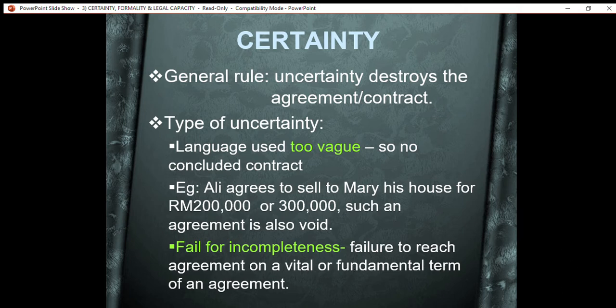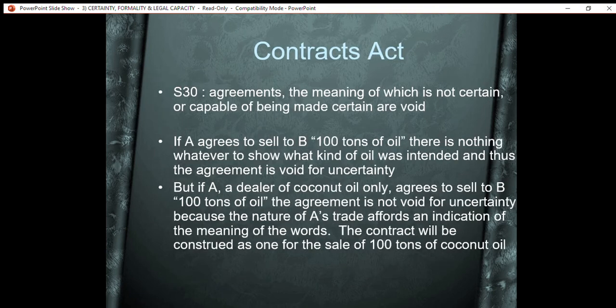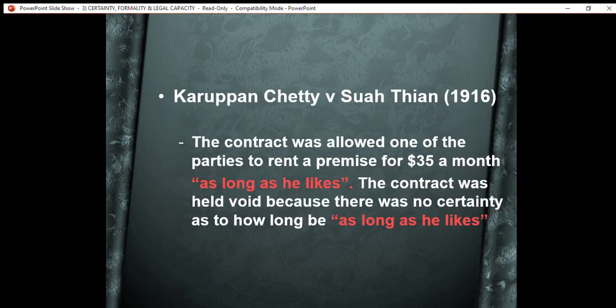For example, you may refer to the case I explain: Karuppan Chetty against Suppiah, 1916. The contract allowed one of the parties to rent a premise for $35 a month as long as he likes. These terms are considered void, because this means that it was incomplete.